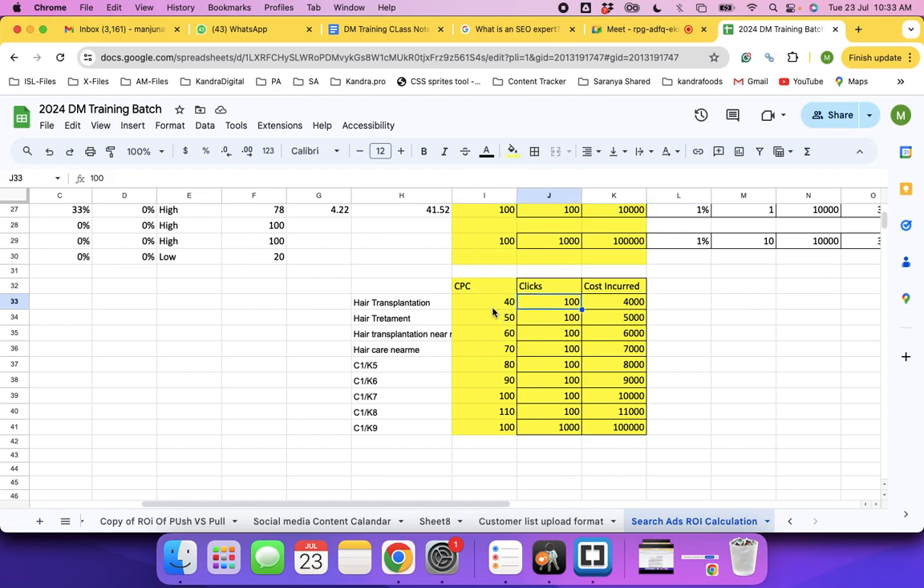So here, same way, the people who come to your website, not everybody will make the purchase. It depends on the intention as well. Hair treatment, they must be probably researching. Hair transplantation, they must be probably researching. So the conversion rates are 5 percentage. Whereas near me, the intention is clear, they are badly looking for the service. 10 percentage, 15 percentage.